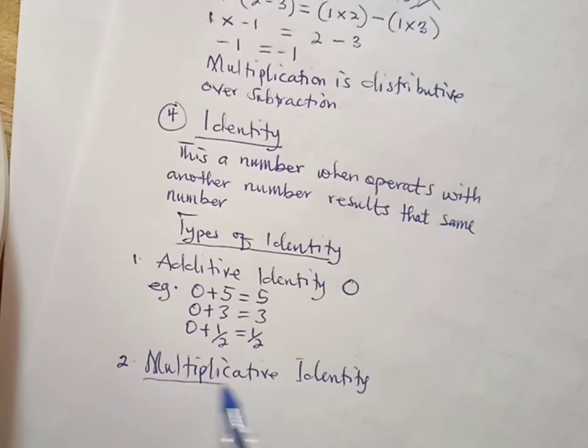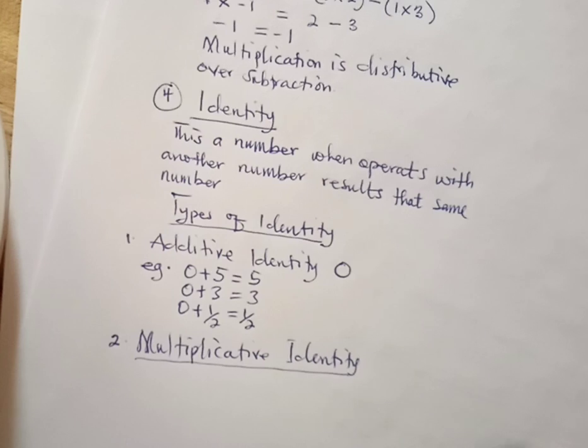Multiplicative identity. So what is multiplicative identity? For multiplicative identity, we are saying that this is also a number that when you multiply this number by any number at all, you still get that same number. So looking at the difference, for additive identity, if you add that number to another number, you get the same number. For multiplicative identity, if you multiply that number by another number, you get that same number. So that is the difference.